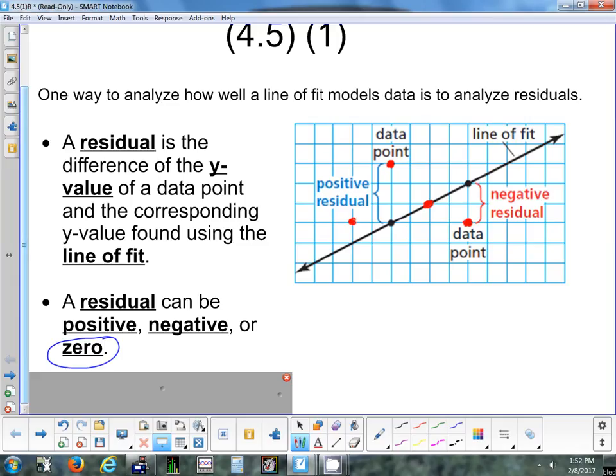How about if I put a point right here? That's a residual of negative 1. It's 1 unit away, but it's below. So that's all you're really doing is counting. How far away is a point from a line? Or if it's right on it, it's 0.